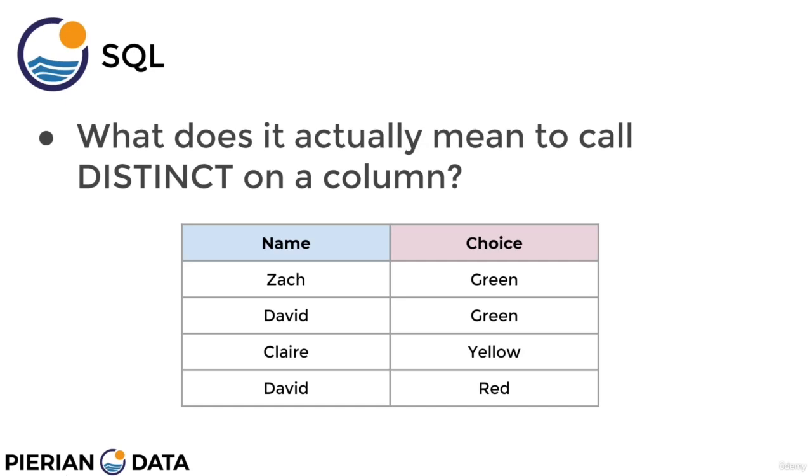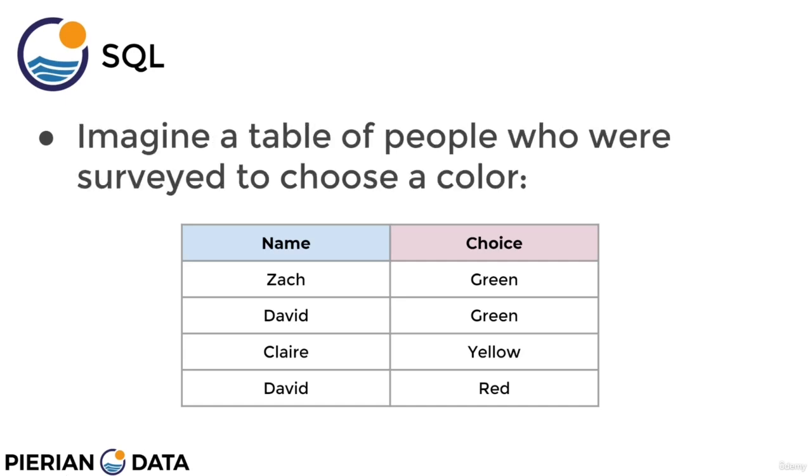Let's first think about what it actually means to call DISTINCT on a column. Imagine a table of people who were surveyed to choose a color. So here we have the names of the person, just their first name, and then the color choice they made.